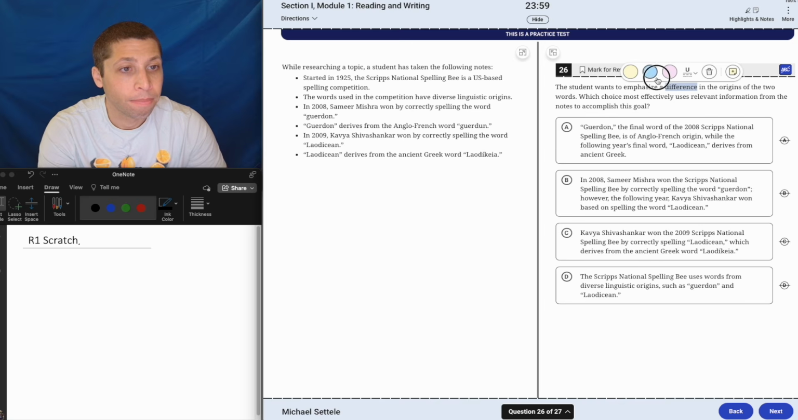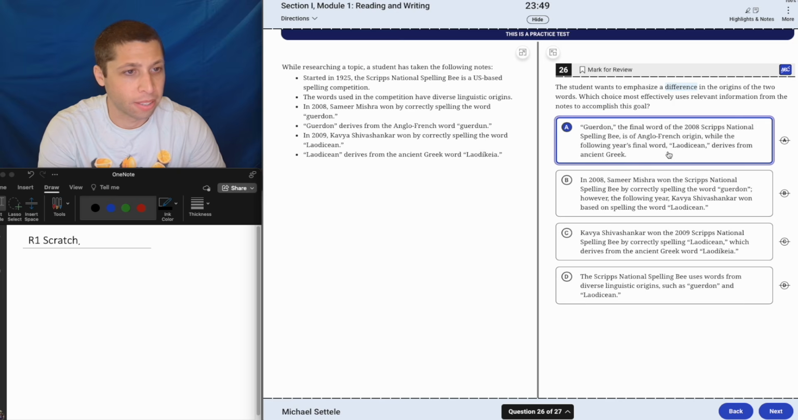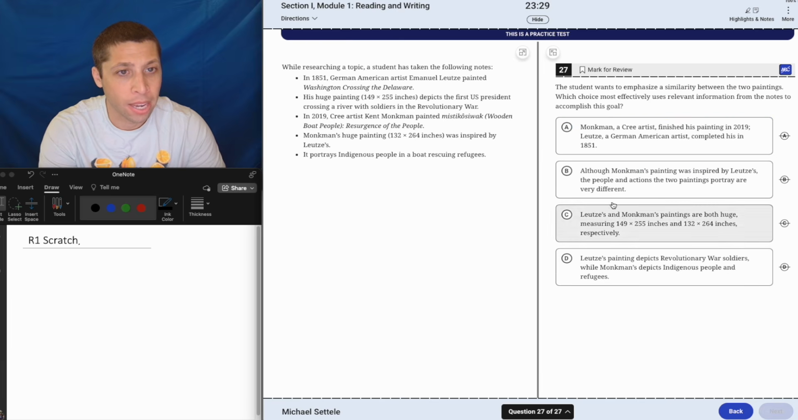Difference. I've done this one. Guerdon, the final word, is of Anglo-French origin, while the following year's word derives from ancient Greek. That sounds like a difference. In 2008, this person won the Scripps National Spelling Bee by correctly spelling the word whatever. However, the following year, she won by spelling the other word. But that's not about the origins of the two words. This person won the spelling bee just doing one word. This doesn't say anything about the origins, obviously.